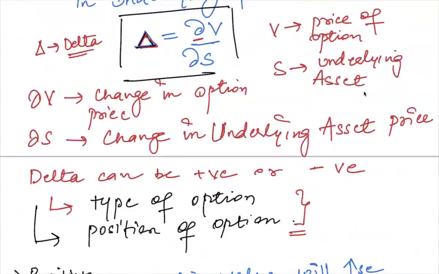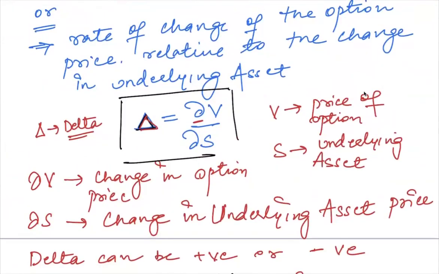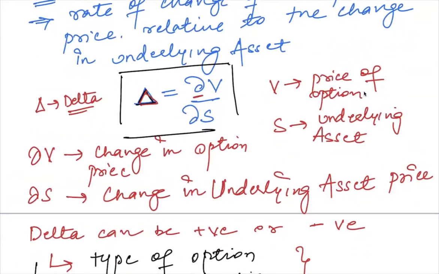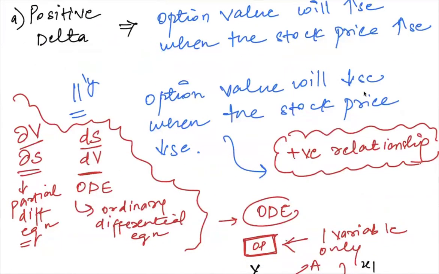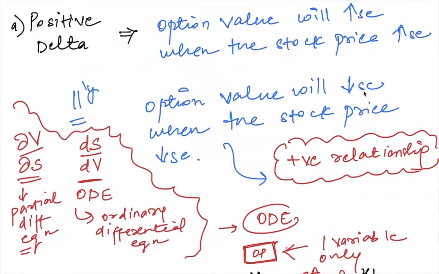So how we say this is, delta is equal to dou v by dou s, which is nothing but how your option price changes with change in the underlying. Positive delta means the option value will increase if the stock price increases. Similarly, the option price will decrease when the stock value decreases. So this is what you mean by positive delta. It has a positive relationship.